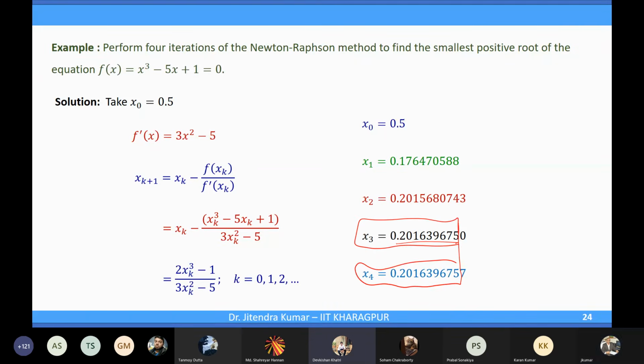Yes, sir. So digits 1 2 3 4 5 6 7 8 9, up to 9 digits you are matching with the root, because the convergence, you can see easily that it converges. If you go for x5 you will see hardly any change up to, I don't know, 10, 12 digits. So if you could have used the earlier method, maybe we have used for the same problem.